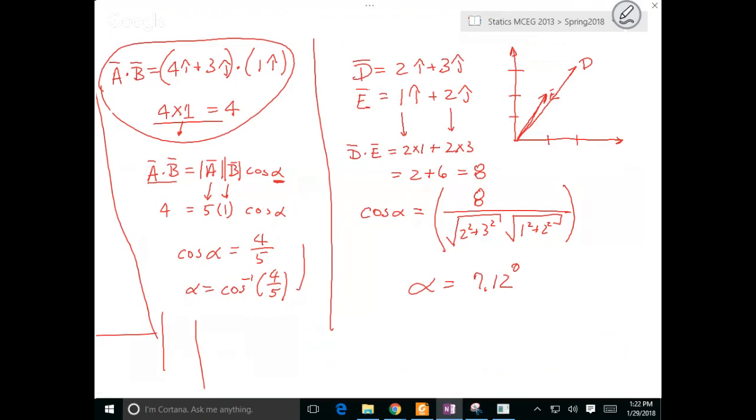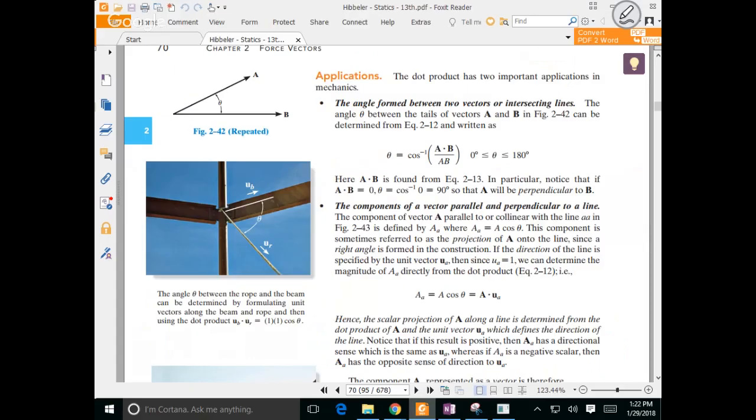So you could find any two vectors with this. You could just dot them and take their lengths and find the magnitude of the angle between them. And that's what he's talking about right here. The other one is, what if you wanted the component of a vector perpendicular to a line? Now, why would you want that? And I can show you with an example.